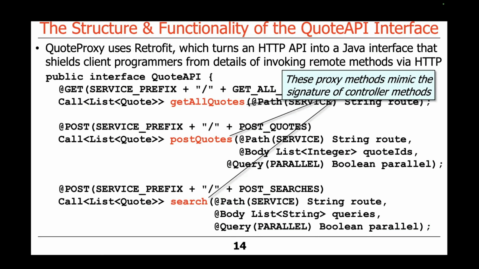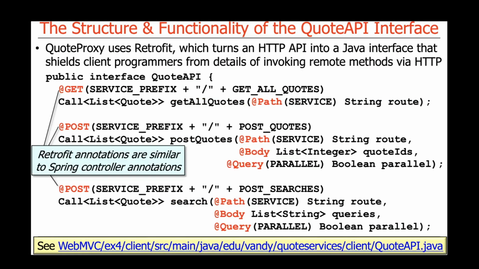So we have getAllQuotes and postQuotes and searchEx and so on. And then it's got a whole slew of Retrofit annotations that are similar but not identical to the Spring controller annotations. So rather than things like GetMapping or PostMapping, we have @GET and @POST. Rather than things like RequestBody, we have @Body. And rather than RequestParam, we have @Query, and so on and so forth. But otherwise, it's very similar in a lot of ways to what you get for the Spring controller annotations.